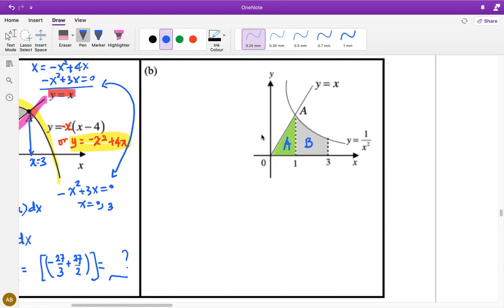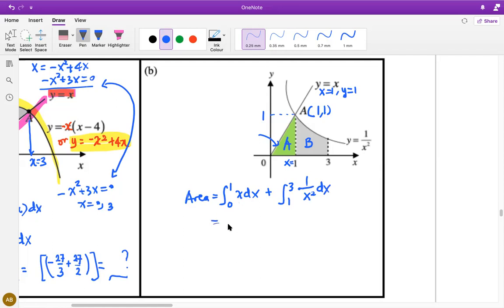This one is actually the area of a triangle, right? If I know x is 1, then I know that y is also 1. How do I know? Because when x equals 1, y is also 1. So the coordinate A is (1, 1). Therefore, if I want to find the area, it's actually from 0 to 1, x dx, plus the area from 1 to 3, 1 over x squared dx.